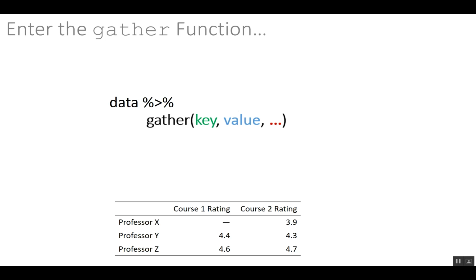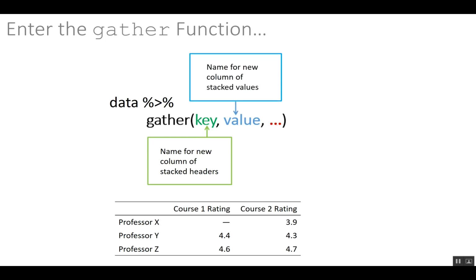And so we would say, okay, the column headers, really, we're talking about courses here. It's course 1 and course 2. So the key is course, right? And then we want to figure out, well, what are the cells dealing with? In this case, the cells are talking about ratings. So we'd want to call that ratings. And then we need to tell it what columns we want to stack. In this case, we want to stack columns 2 and 3, course 1 rating and course 2 rating, right?